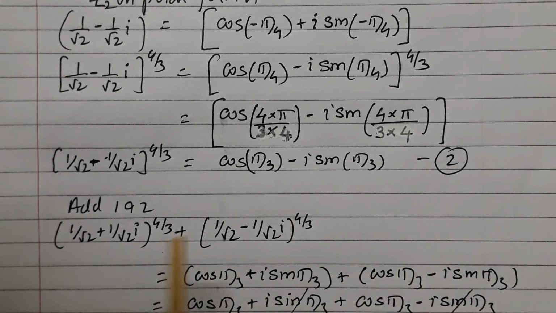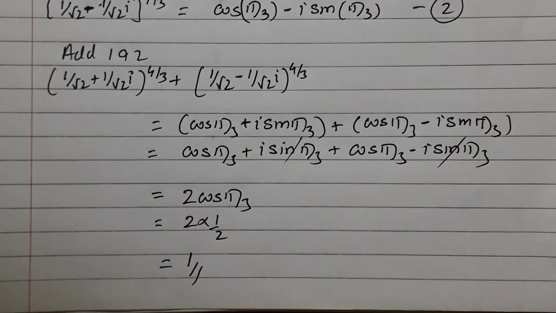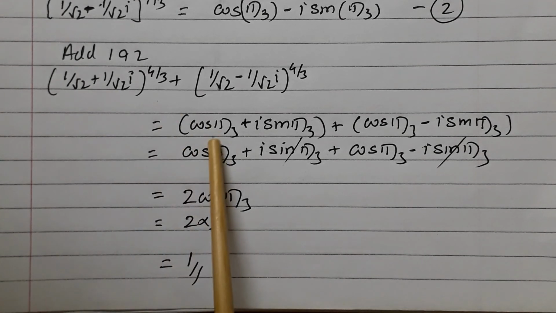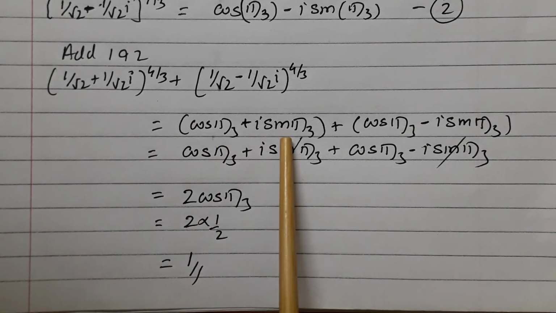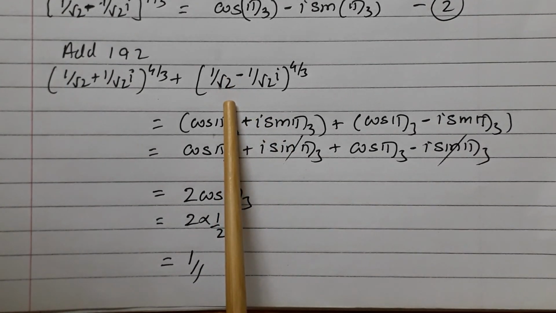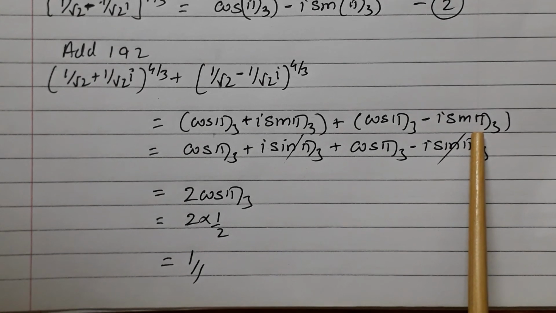Now adding both the complex numbers, we get the left hand side: 1 by root 2 plus 1 by root 2 i raised to 4 by 3 plus 1 by root 2 minus 1 by root 2 i the whole raised to 4 by 3. That will be equal to, this is what we had calculated. Now this number is cos pi by 3 plus i sin pi by 3 in the polar form, and this number is cos pi by 3 minus i sin pi by 3 in the polar form.